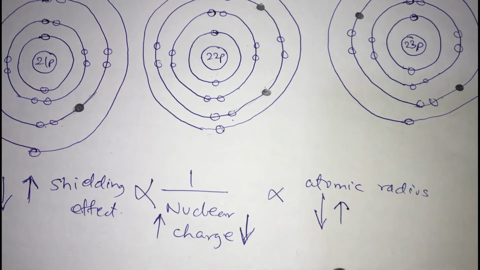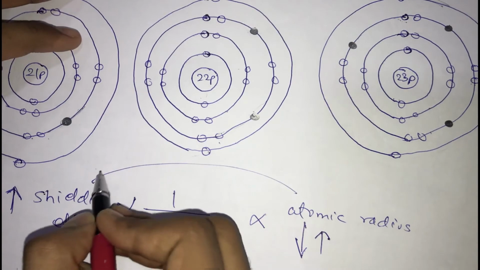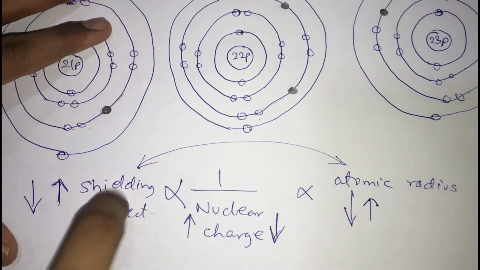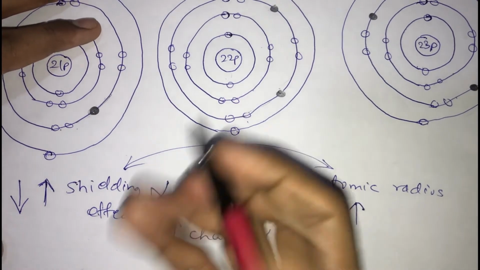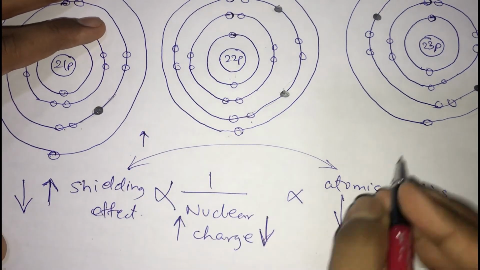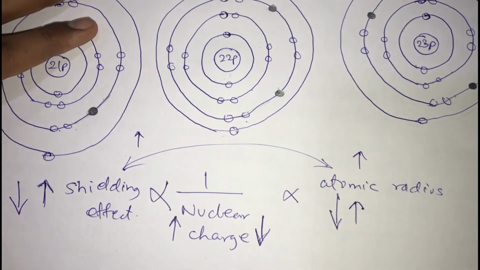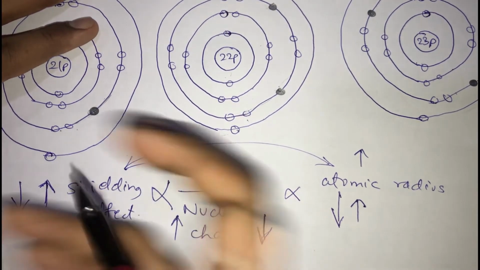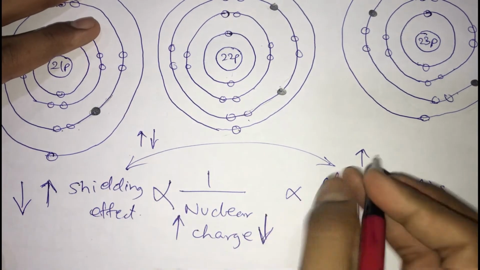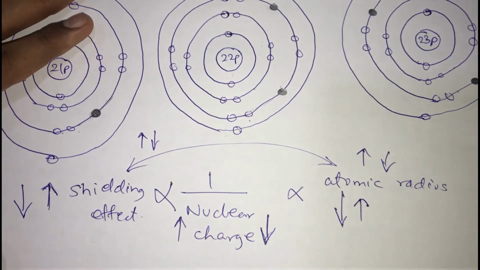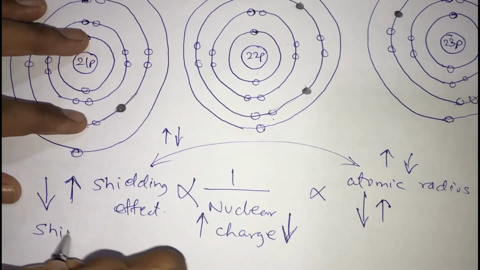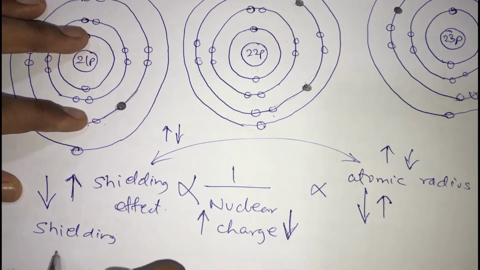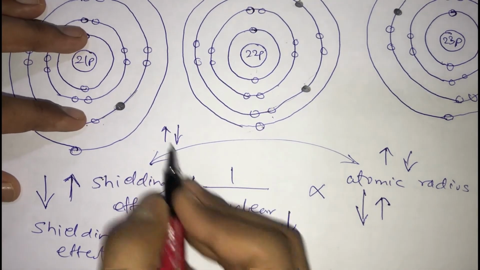Now, can I relate both of them? Can I relate shielding effect and atomic radius as shielding effect directly proportional to atomic radius, which means that if I increase the shielding effect, the atomic radius is going to increase. Okay, if I decrease the shielding effect, the atomic radius is going to decrease. So can I say, guys, that shielding effect is trying to increase the atomic radius?